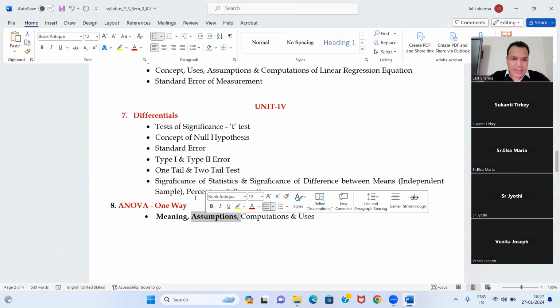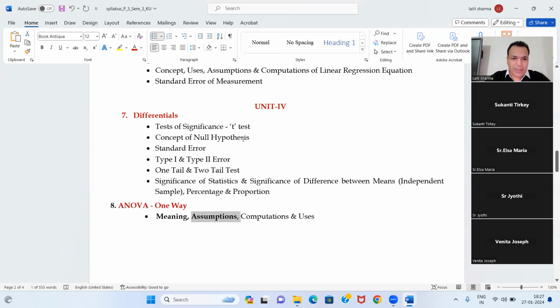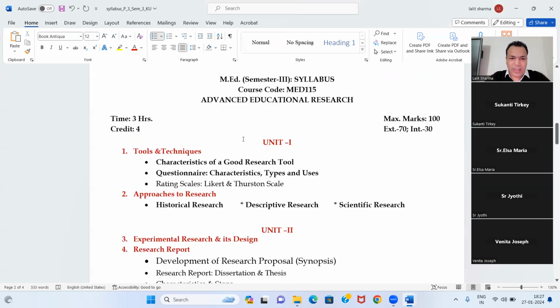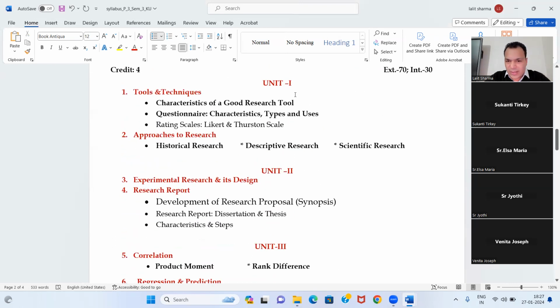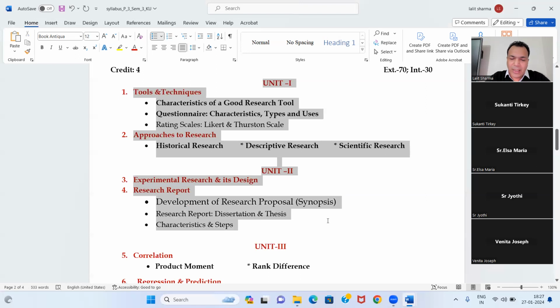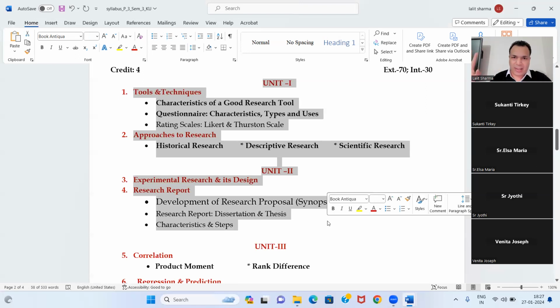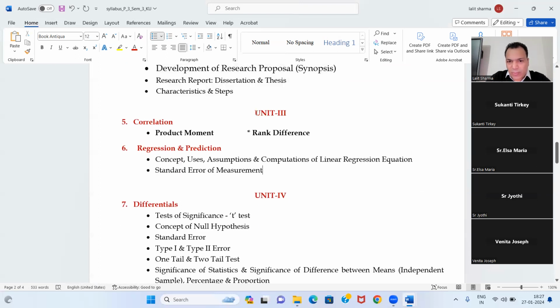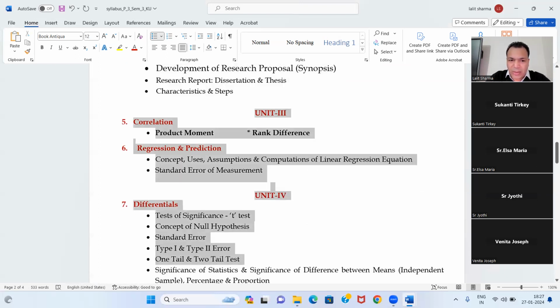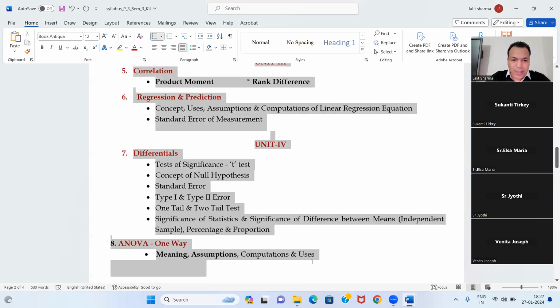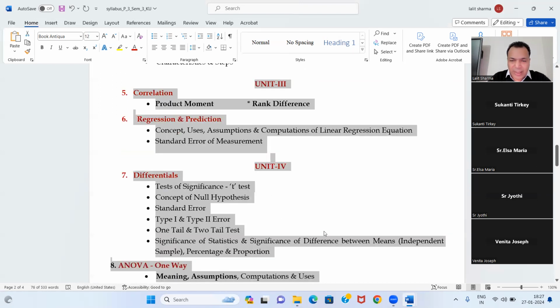So guys, this is your syllabus. In your syllabus, the first 2 units are totally theory part. The rest, unit 3 and unit 4, are 50% theory and 50% statistics part.